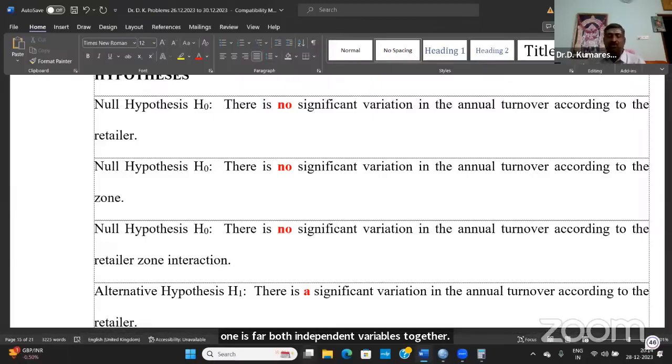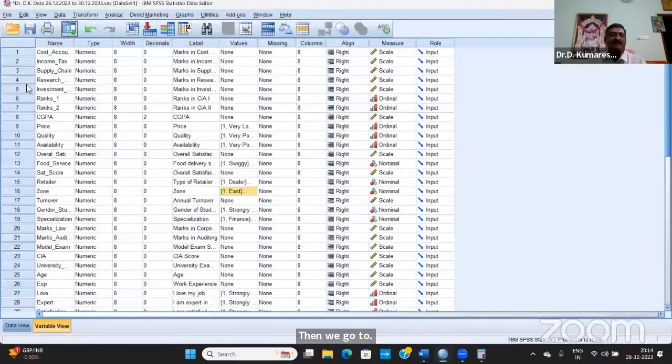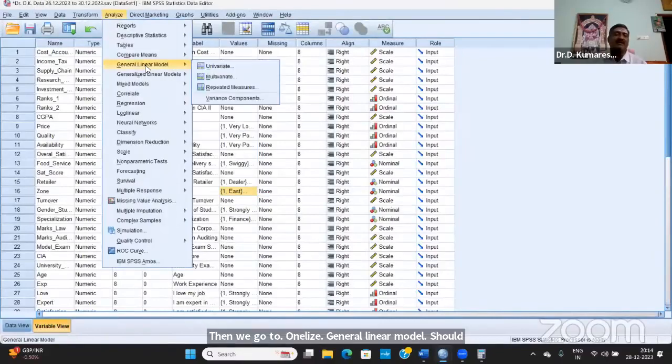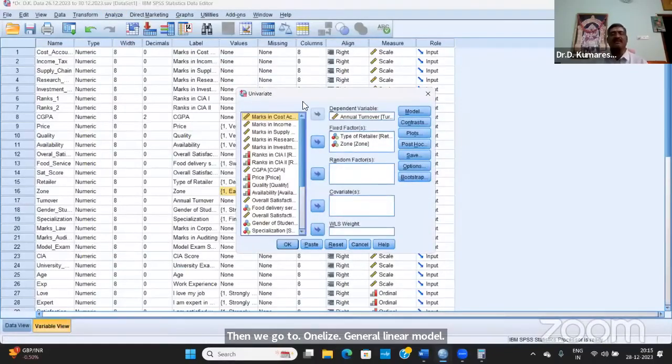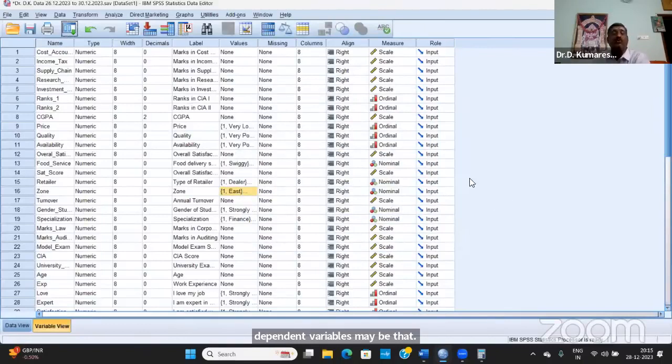Then we go to analyze, general linear model. Is it not? Then univariate. We have to select a dependent variable and fixed factors. Fixed factors are the independent variables. So with this box itself, we can understand there can be only one dependent variable, but any number of independent variables may be there. So that's all about the two-way ANOVA. Now we have completed ANOVA. What about MANOVA?